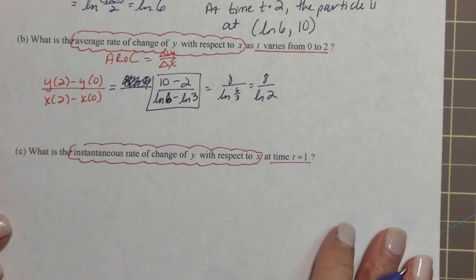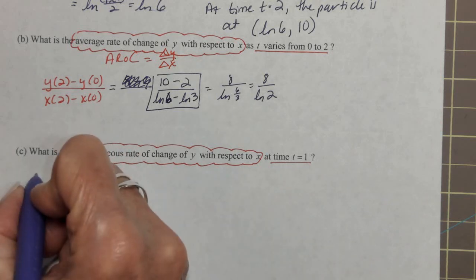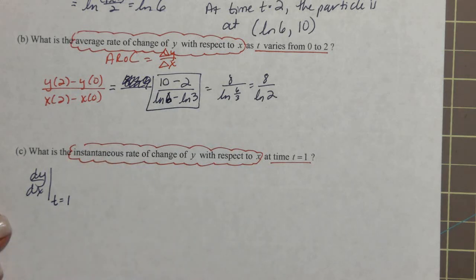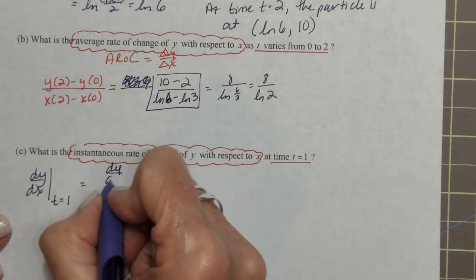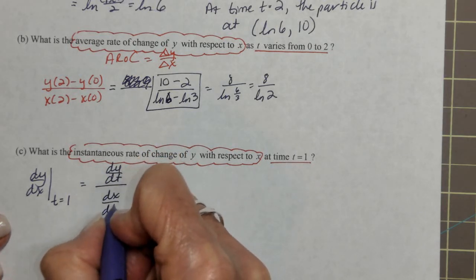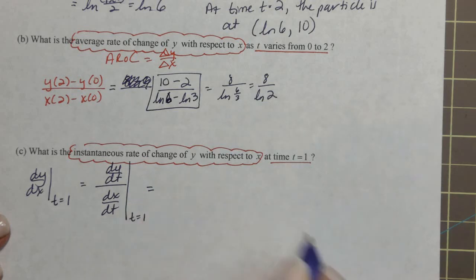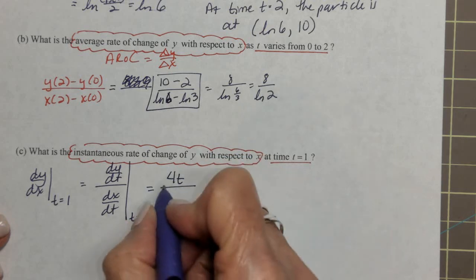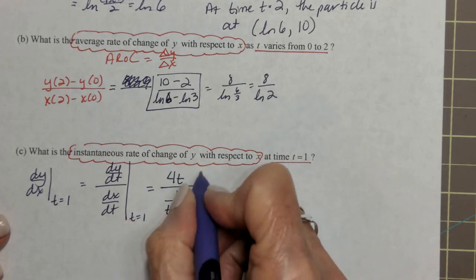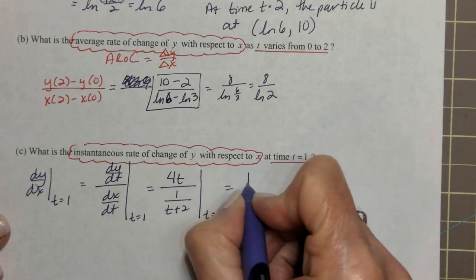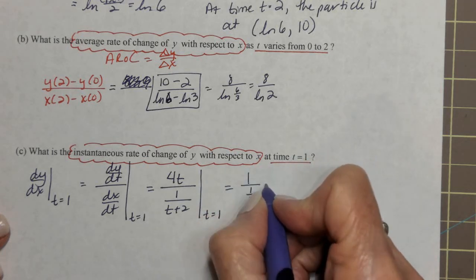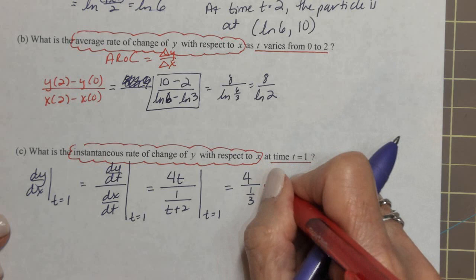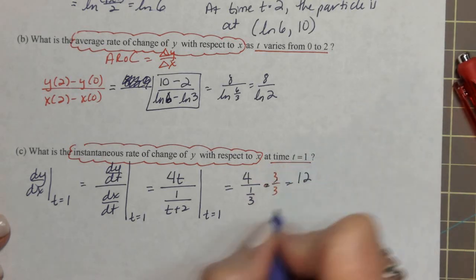Okay, instant rate of change. Instant rate of change is dy/dx. We want to find the instant rate of change at time 1. So this is dy/dt divided by dx/dt, both at time 1. dy/dt was given to us as 4t. dx/dt is given to us as 1 over t plus 2. We just need to put in 1 for t. This is going to be 4 multiplied top and bottom by 3. So this is 12 over 1, or just 12.